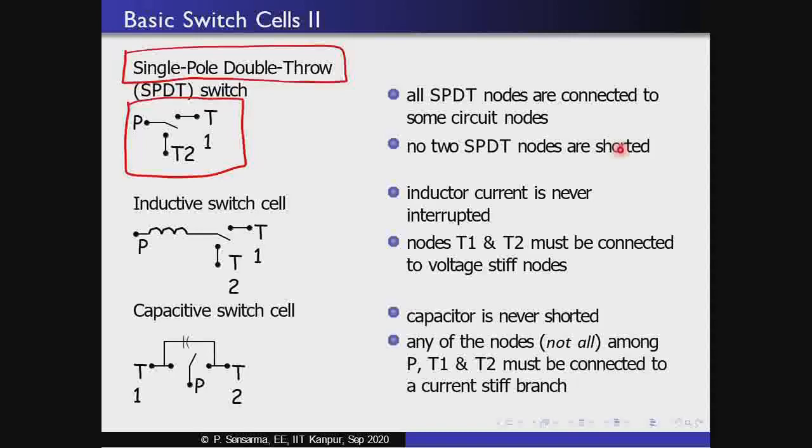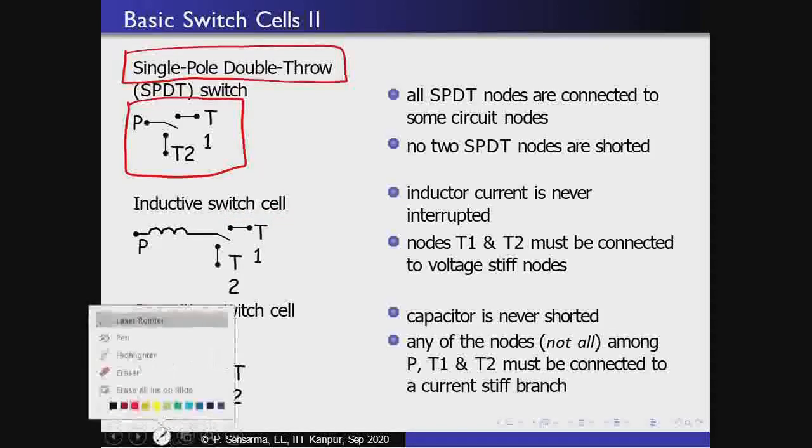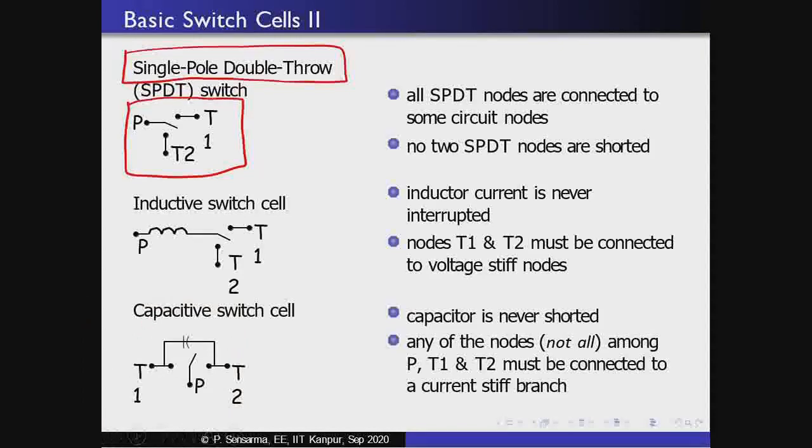Okay, so using that SPDT switch, those are the 2 constructs which we come up with. The first construct is the inductive switch cell. What does the inductive switch cell do? That is one of the motivations why we took this SPDT. To the pole of the SPDT switch, we have connected the inductor or the current stiff element. Instead of an inductor, it could be a whole combination of current stiff branches, but right now let us have just an inductor as a representative current stiff element. The significance of connecting the inductor to the pole of the SPDT switch is that the inductor current is never interrupted.